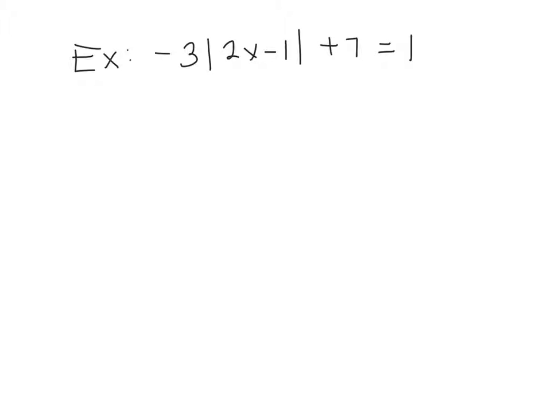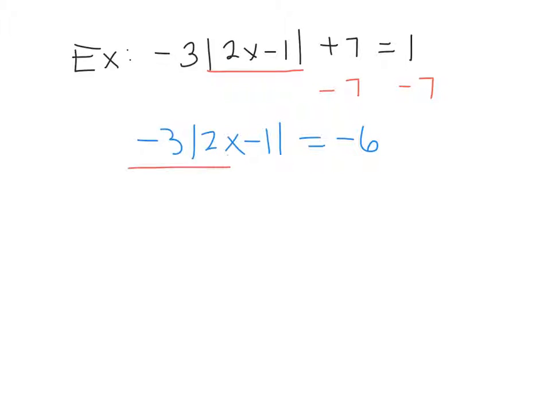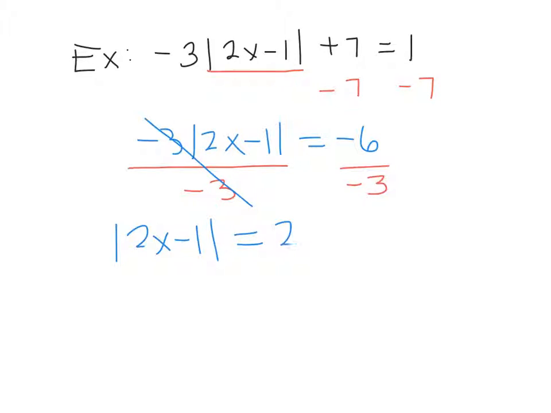Okay, here's our next example. So remember, first thing we want to do is to isolate the absolute value expression. So that piece right there. So if we subtract 7 from both sides, we get negative 3 times the absolute value, 2x minus 1, equals a negative 6. And now we want to divide both sides by negative 3. So the negative 3's on the left will cancel, and we'll get the absolute value all by itself. And on the right side, negative 6 divided by negative 3, we get a positive 2.